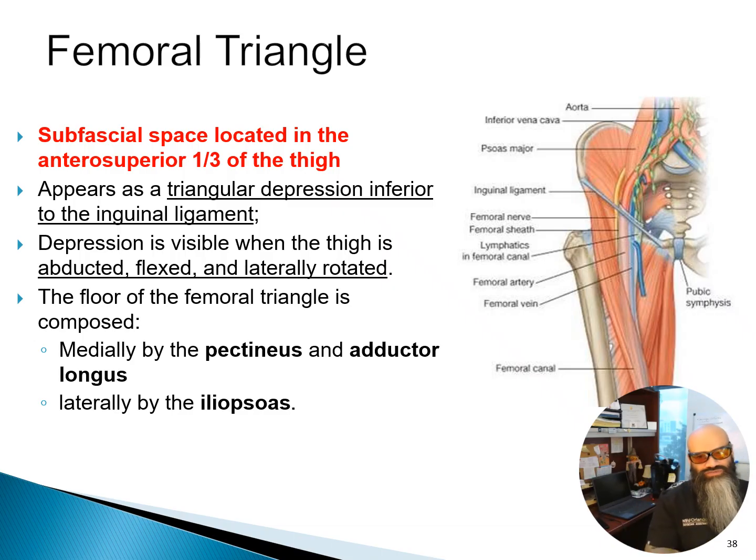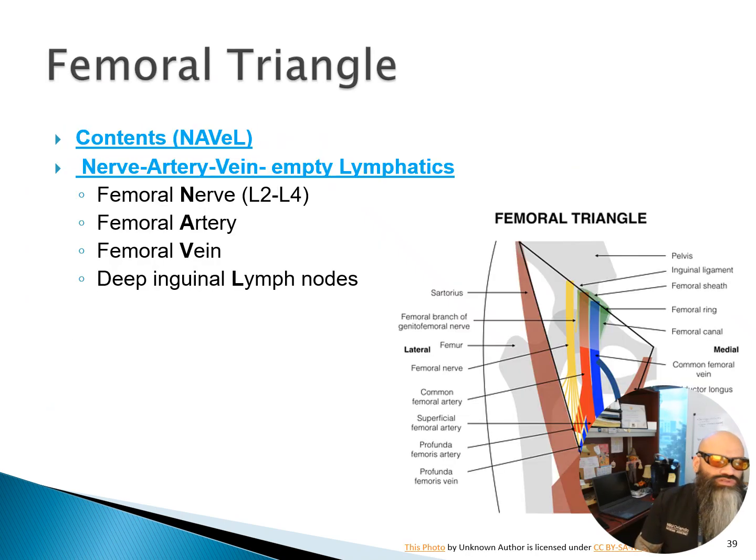This one is inferior to the inguinal ligament. In the abdominal anatomy, the other part is the superior part, where the spermatic cord is located. This one's inferior to it. The floor of this is basically your pectineus and adductor longus. But just a little bit of minutia there for you.